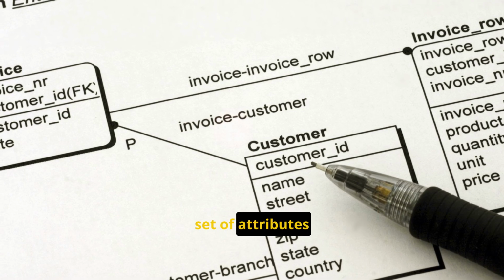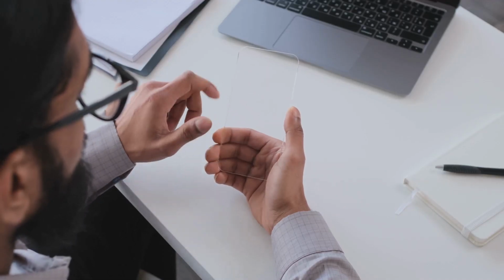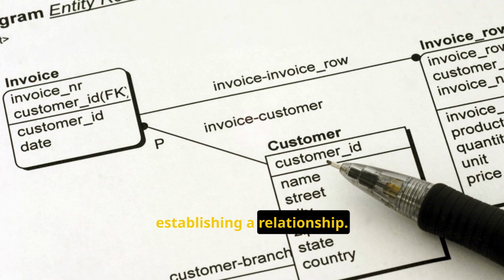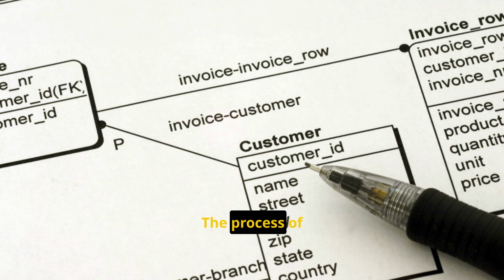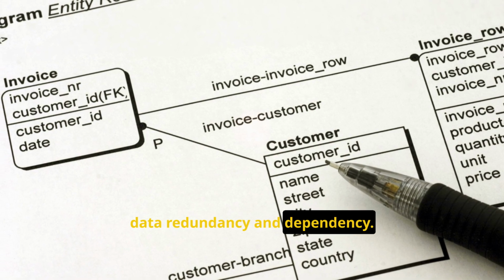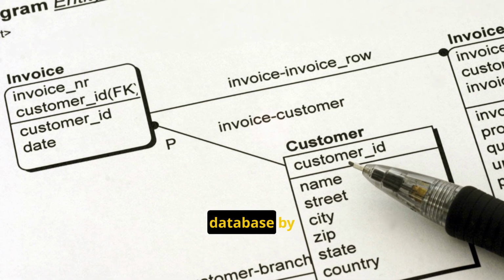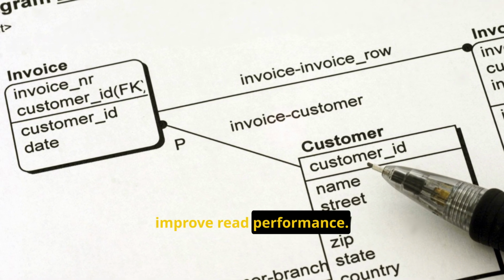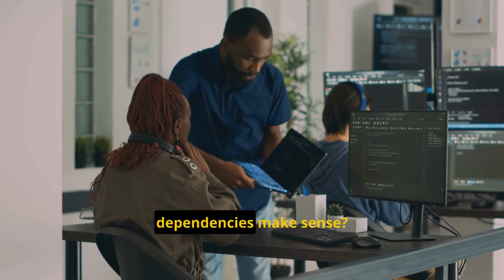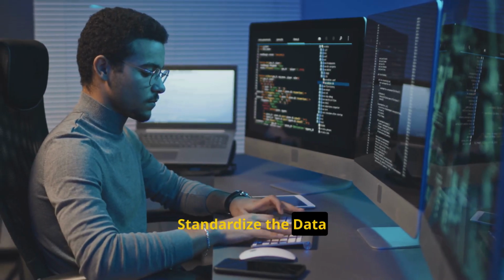An attribute or set of attributes that uniquely identifies each record or row in a table. An attribute in one table that references the primary key in another table, establishing a relationship. The process of organizing the columns and tables of a relational database to minimize data redundancy and dependency. The process of intentionally introducing redundancy into a database by combining data to improve read performance. What is the process of structuring tables to eliminate redundant data and ensure data dependencies make sense? Answer: normalization. Theme 4. Standardize the data model.